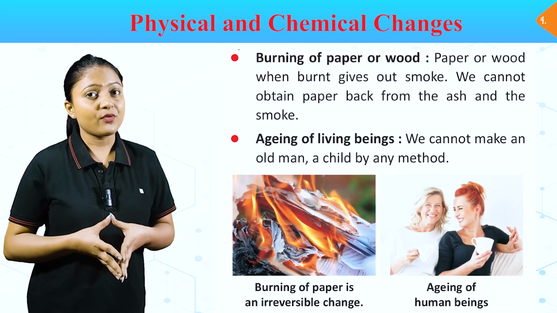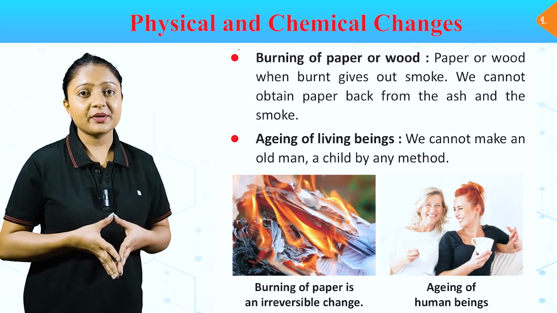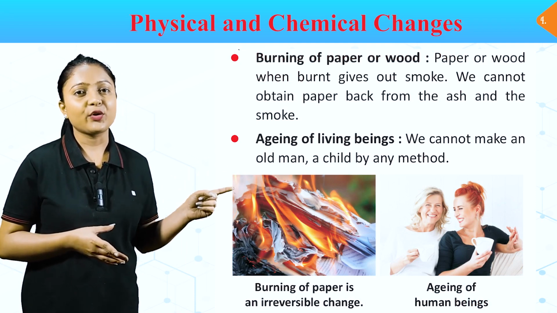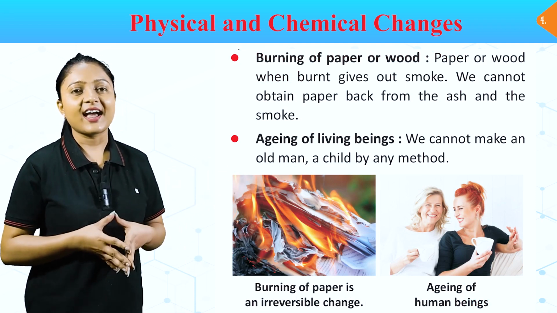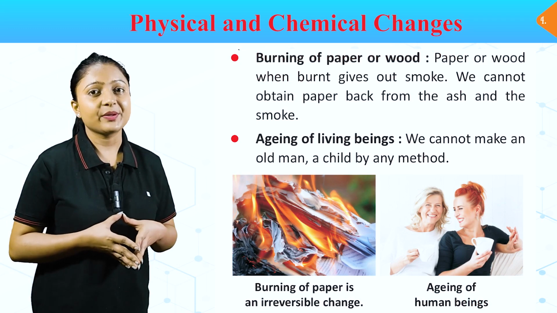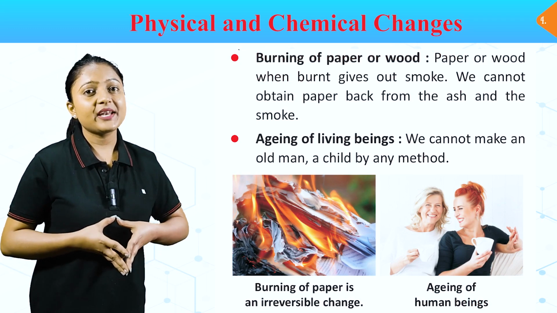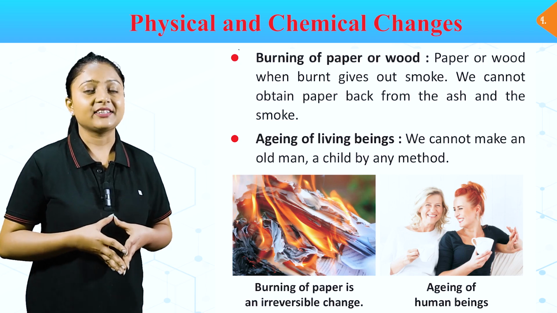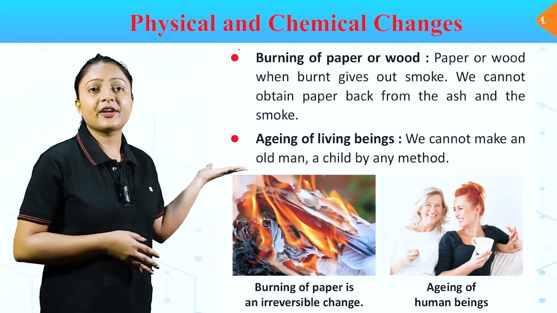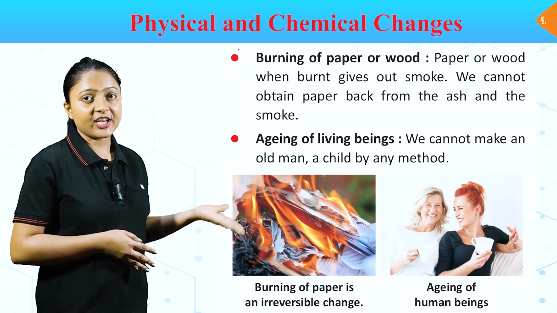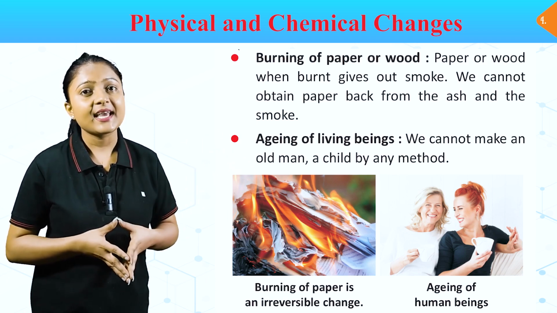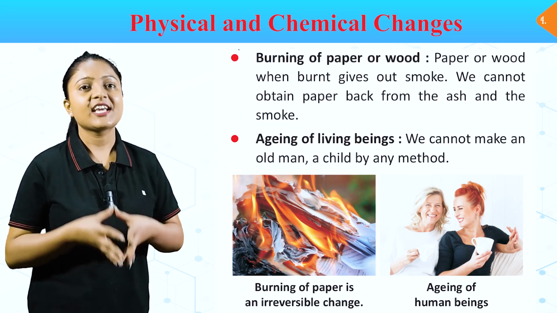Burning of paper or wood. Paper or wood, when burnt, gives out smoke. We cannot obtain paper back from the ash and the smoke. Aging of living beings. We cannot make an old man a child by any method. In this image, you can see burning of paper, an irreversible change, and aging of human beings, an irreversible change.